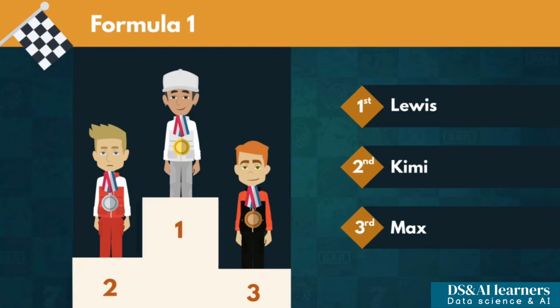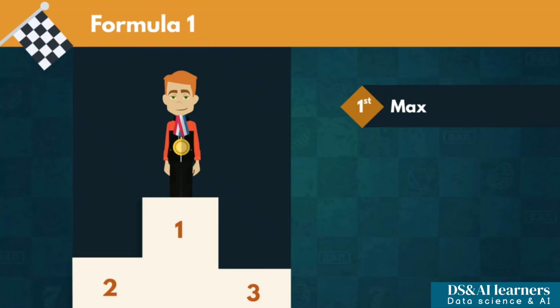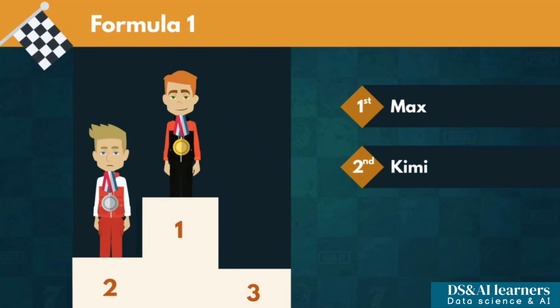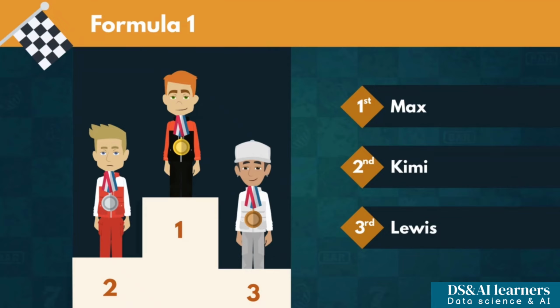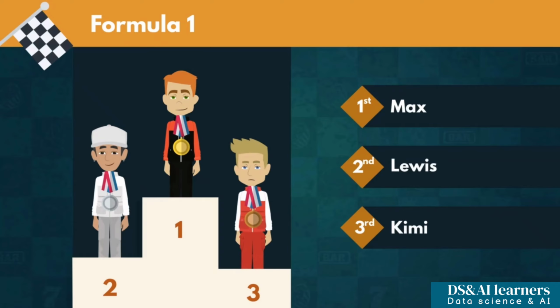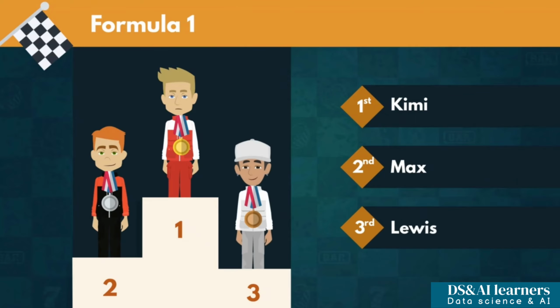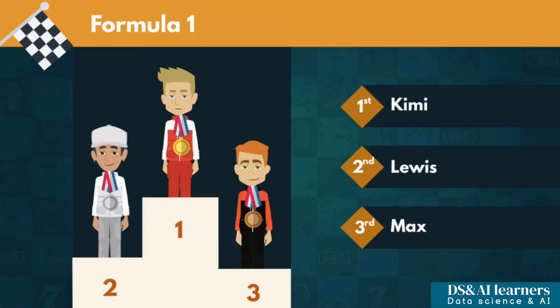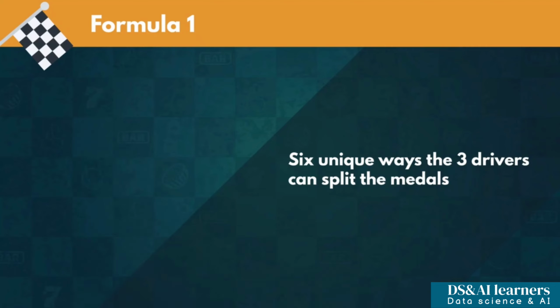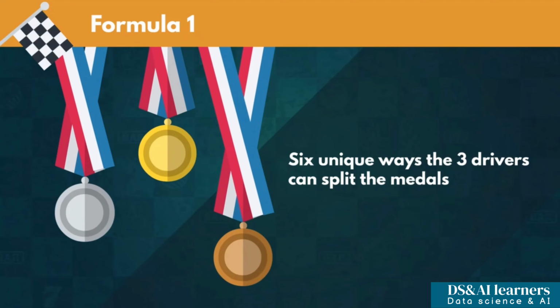Now, suppose that Max won. Once again, we have two possible outcomes, but this time, it is Lewis and Kimi who have to split the silver and bronze medals. Either Kimi got silver and Lewis got bronze, or the other way around. Not surprisingly, if Kimi won the race, we would have two more ways the drivers can be arranged on the podium. Either Max gets silver and Lewis gets bronze, or Lewis gets silver and Max gets bronze. In total, this leaves us with 6 unique ways these three drivers can split the top 3 spots.